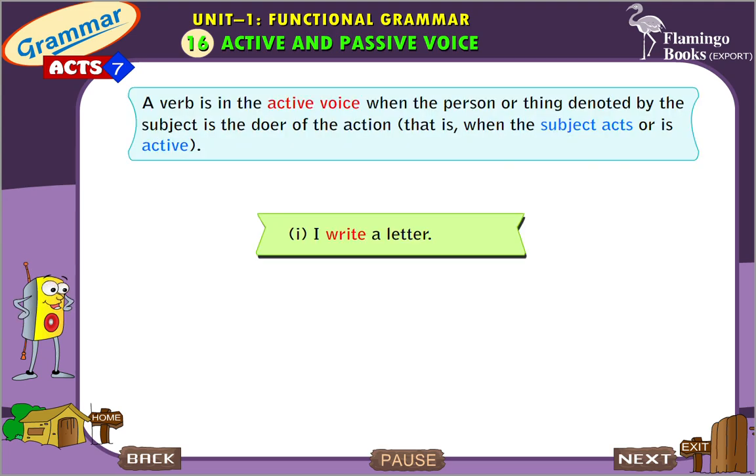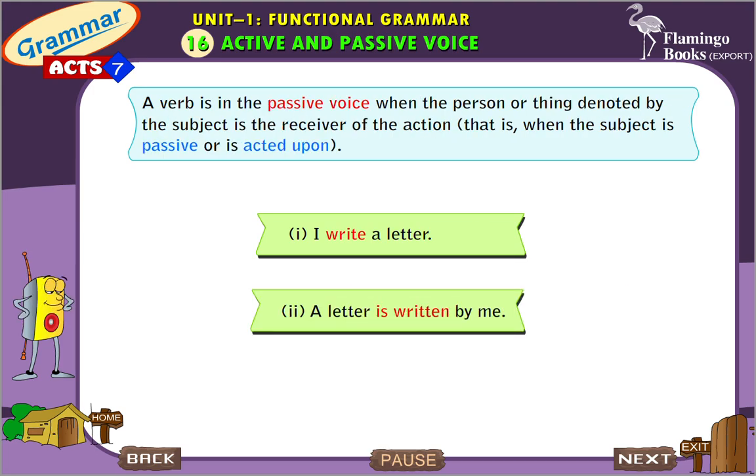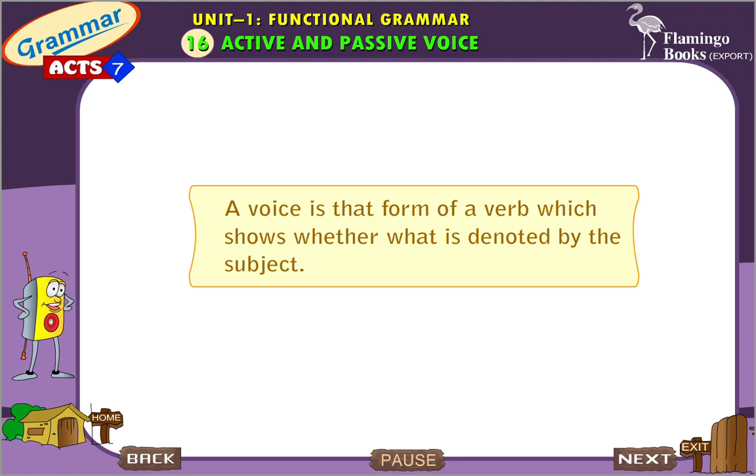A verb is in the active voice when the person or thing denoted by the subject is the doer of the action, that is, when the subject acts or is active. A verb is in the passive voice when the person or thing denoted by the subject is the receiver of the action, that is, when the subject is passive or is acted upon. A voice is that form of a verb which shows whether what is denoted by the subject.